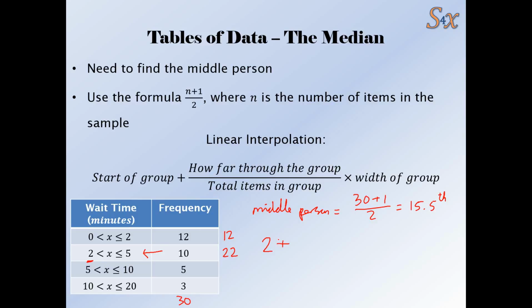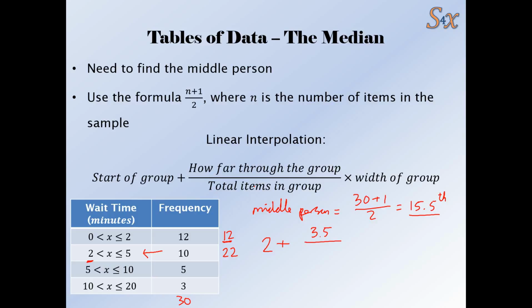I want to add on how far through the group I want to go. By the time I enter that group, I've already had 12 people. If we imagine all these people lined up in order, I've already seen 12 people by the time I get to a wait time of 2 minutes. So I only want to go another 3.5 people through the group. That takes me to the 15.5th person. Yeah, 12 plus 3.5 more people takes me to the middle.